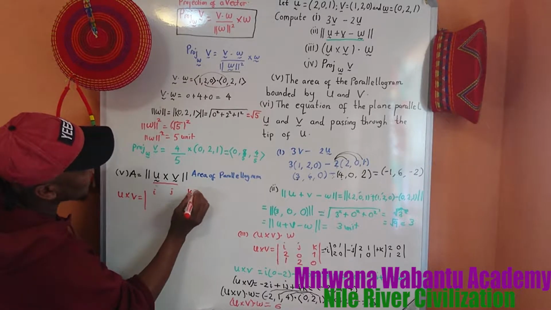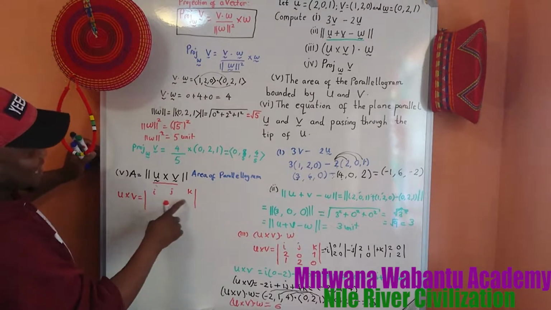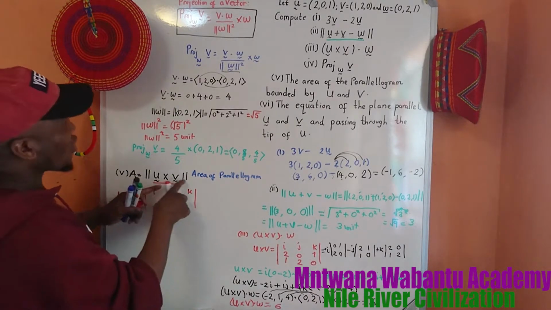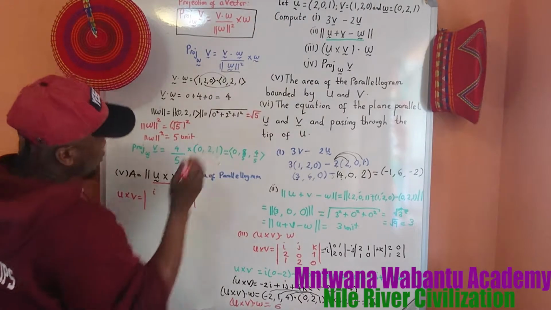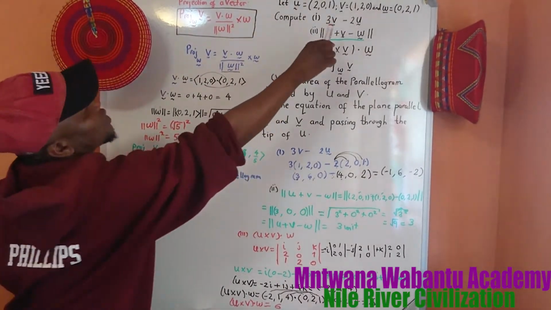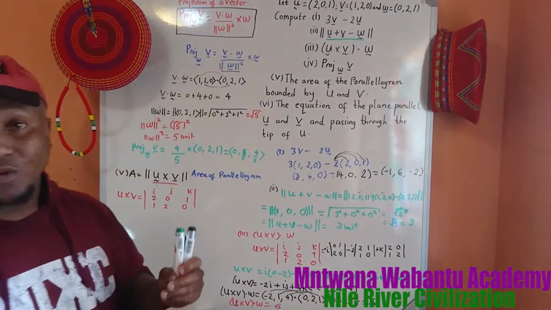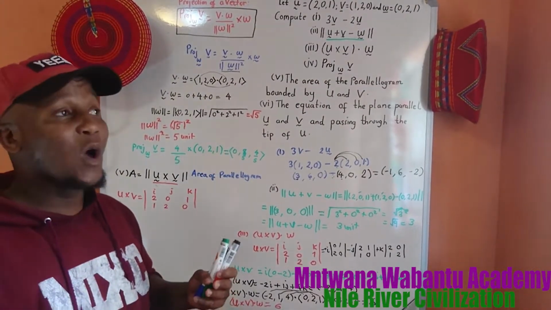I, J, K. Okay, so now we go. What is U cross V? What is U? U is 2, 0, 1. And V, what is V? V is equal to 1, 2, 0. So guys, you know what we're going to do here? We have to find the determinant of this matrix.